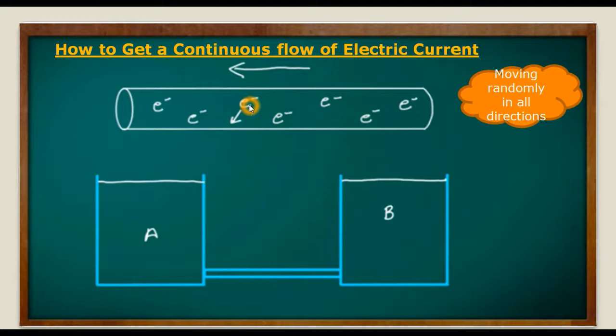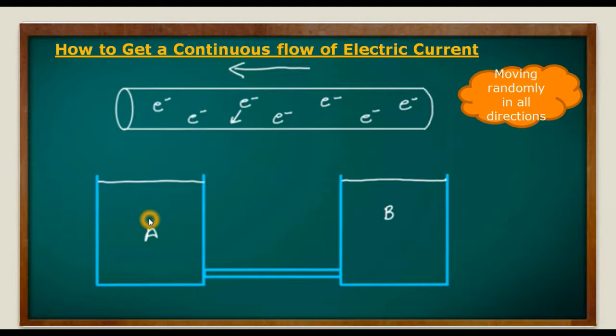In fact, when this metal wire is not connected to any source of electricity, these electrons are moving randomly in all directions. But now, if we want to make these electrons flow in a specific direction, we need to create a difference. Let me help you understand by taking an example.